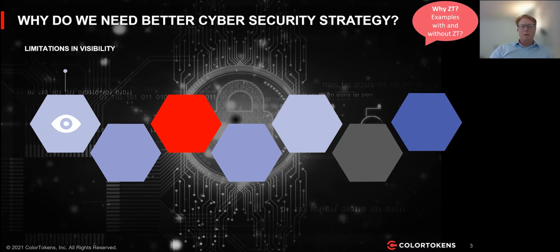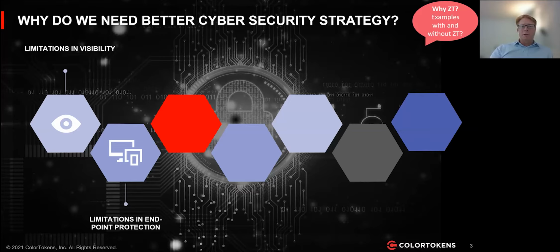One limitation is that it's normally much easier to have a clear view of what is going on in and out of the infrastructure, north-south, but it's much more difficult to get a clear view of what is happening on the inside, on the east-west side. There are clearly limitations to that today in many organizations.